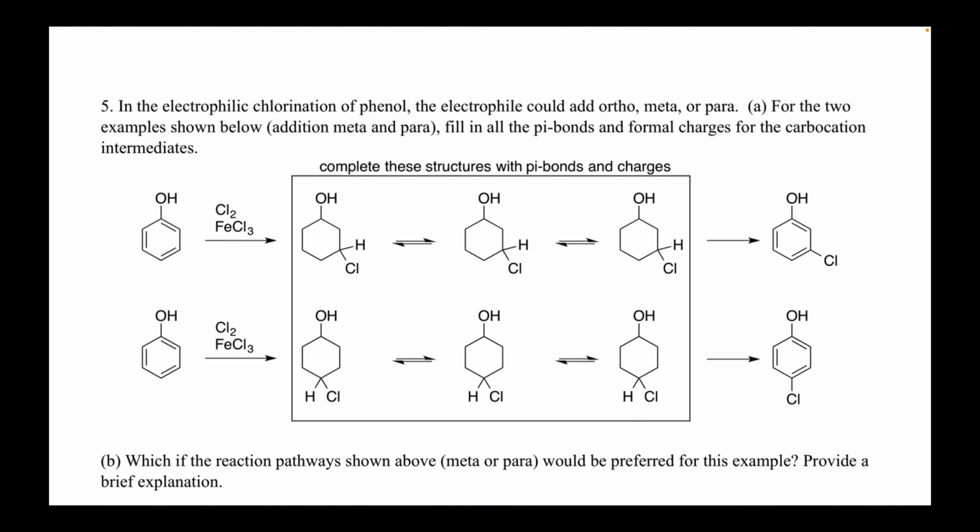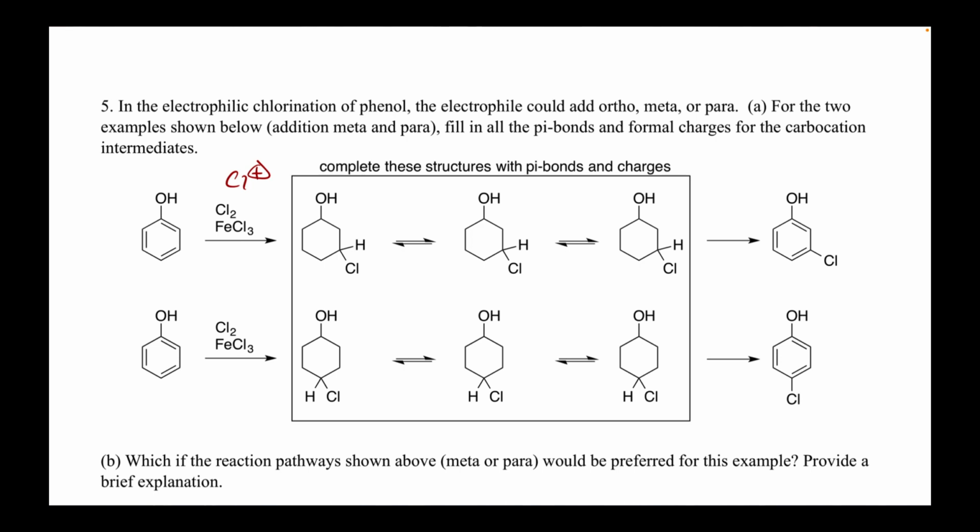Substitution, electrophilic halogenation. So here we're using chlorine in the presence of iron trichloride. That's a Lewis acid to make Cl+, right? So we have Cl+ as the electrophilic species in this that's going to react with phenol.